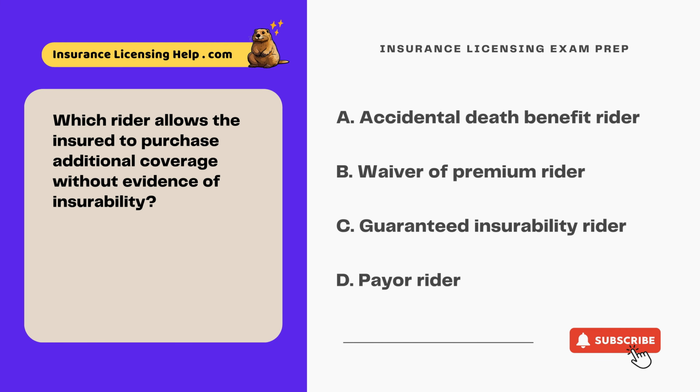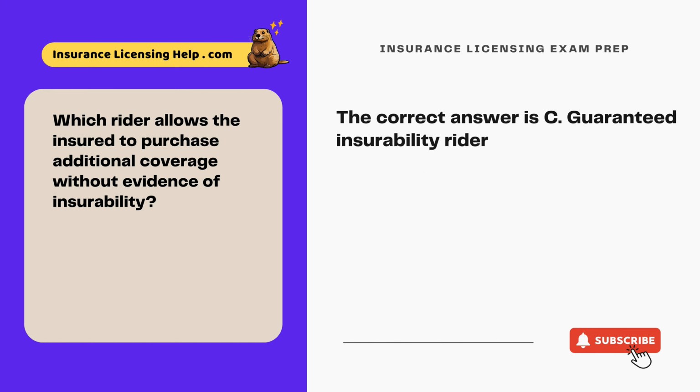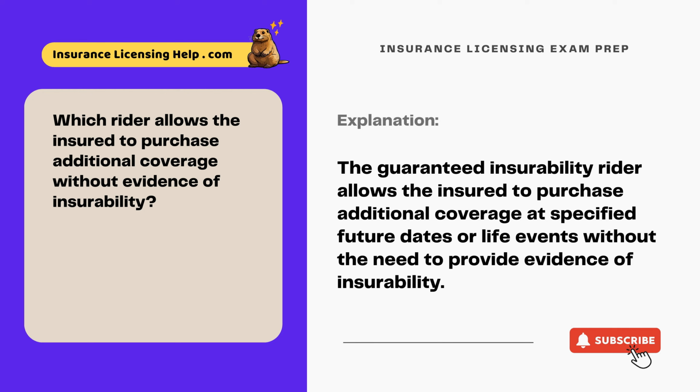Which rider allows the insured to purchase additional coverage without evidence of insurability? A. Accidental death benefit rider. B. Waiver of premium rider. C. Guaranteed insurability rider. D. Payor rider. The correct answer is C. Guaranteed insurability rider. The Guaranteed Insurability Rider allows the insured to purchase additional coverage at specified future dates or life events without the need to provide evidence of insurability.